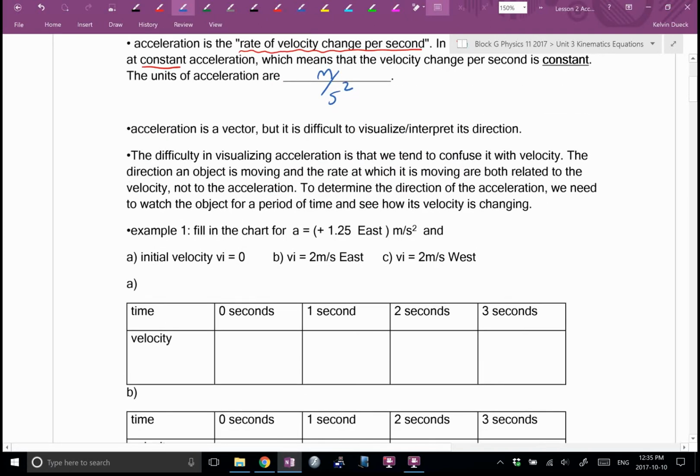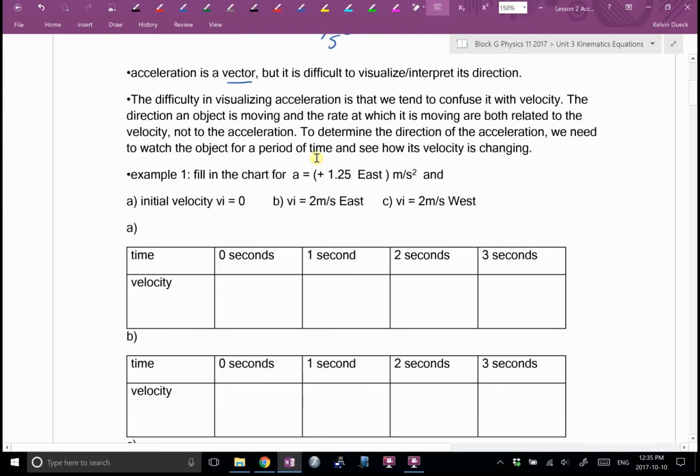Acceleration is a vector, but it's really tricky to visualize or interpret its direction. The difficulty is it's easy to confuse acceleration with velocity. It's easy to confuse how your speed is changing with what direction you're going right now. The direction an object is moving and the rate at which it is moving are both related to velocity, not the acceleration. To determine the direction of the acceleration, we need to watch the object for a period of time and see how it's changing.